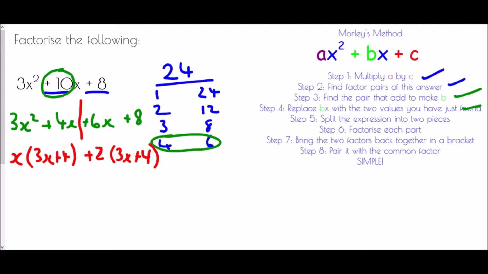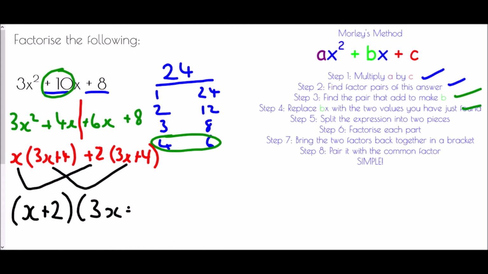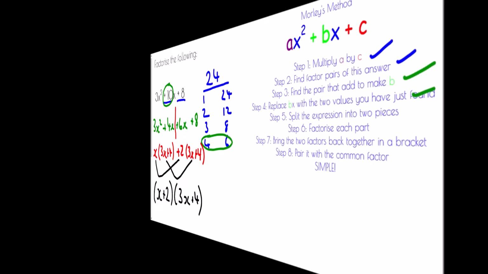So finally, we're going to bring together our 2 factors in a bracket. So that's going to be x plus 2. And then we're going to bring together our common factor, 3x plus 4. And we have factorised the expression 3x squared plus 10x plus 8.